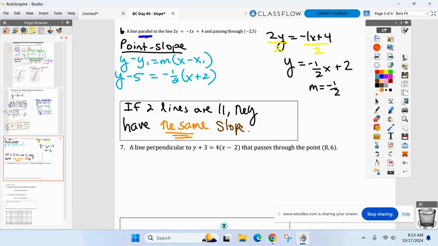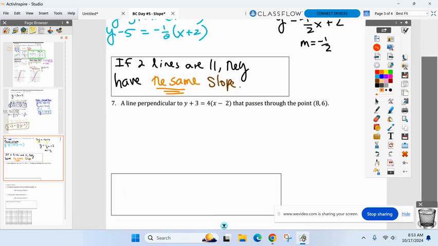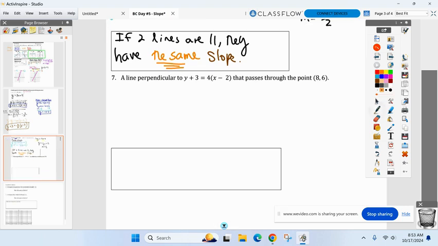Parallel, same exact slope, because now I'm going to go to perpendicular. Oh, there's a vocab word maybe some of us still don't know. Perpendicular, they're going to form a what? A right angle, right? They're going to form a right angle. Well, if two lines are perpendicular, the slopes are no longer the same. The slopes are no longer the same.